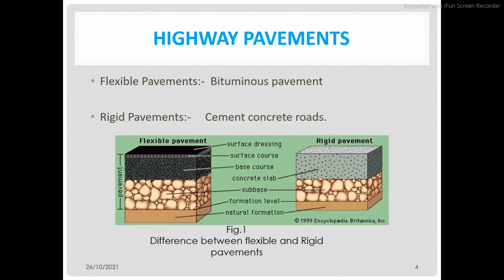There are basically two types of highway pavements. The first one is the flexible pavement and the other one is the rigid pavement. Flexible pavement is made up of bituminous materials and rigid pavement is made up of cement concrete, or these are basically cement concrete roads. These are the major differences between flexible and rigid pavement.